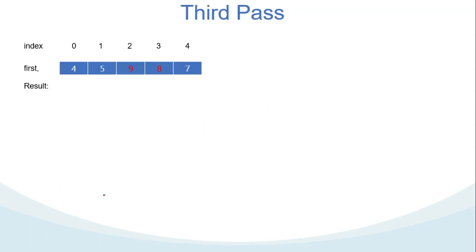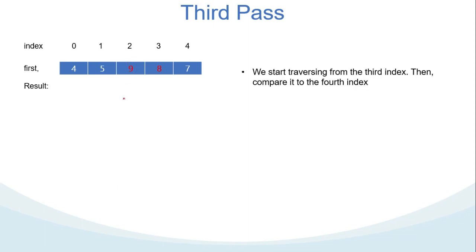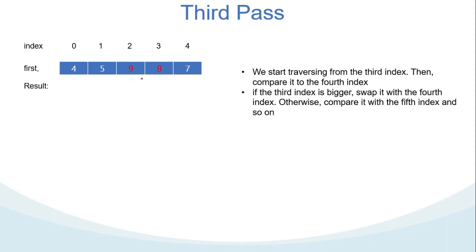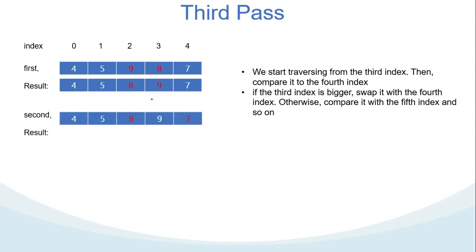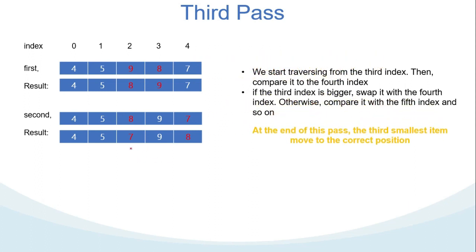Now we are on the third pass. In the third pass, we will start reading from the third index, and then we compare it to the fourth index. The same concept applied. If the third index is bigger, then we swap the position. Otherwise, the position remains the same. So here is the result. And then again, we will continue. Compare the third index to the last index. The same concept applied, and here is the result. At the end of this pass, the third smallest item moves to the correct position.